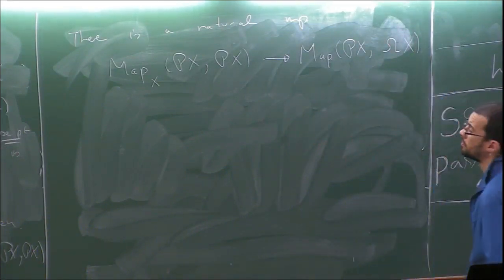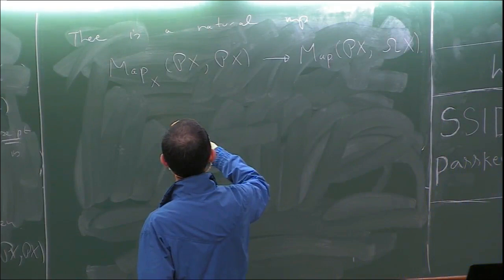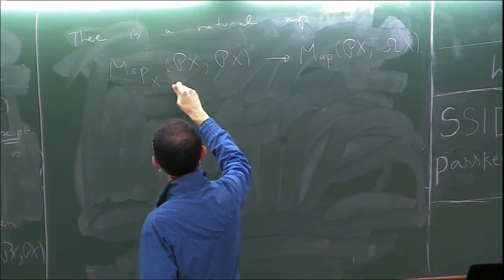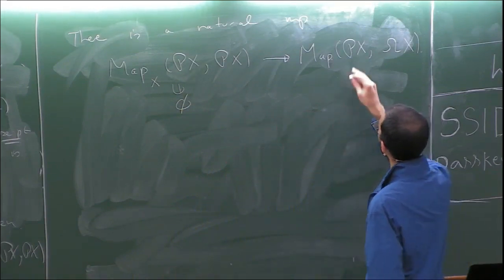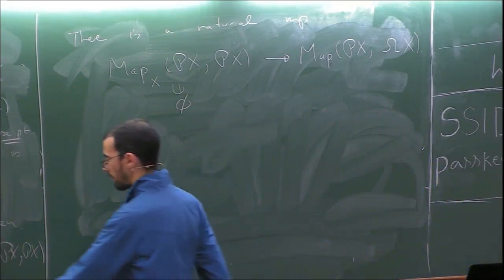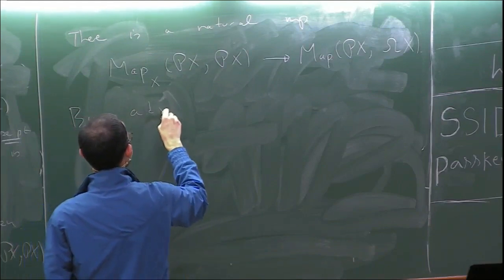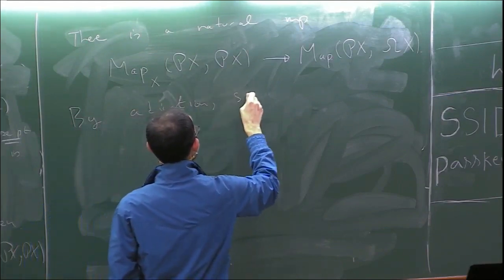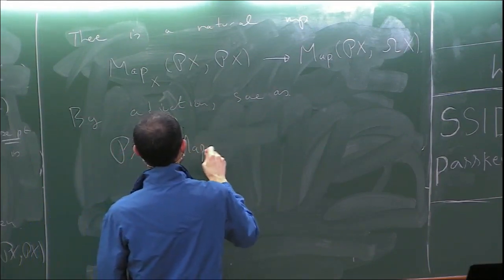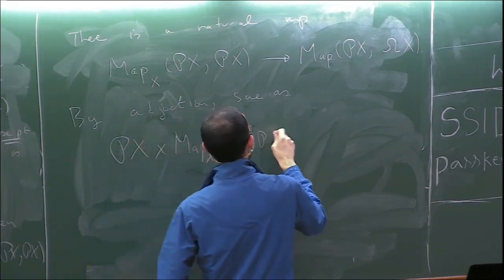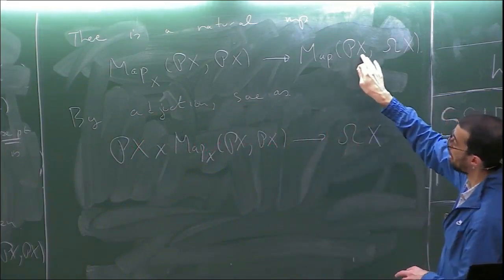So what is this map? This map does the following thing. So I have an element in here. Let's call it phi. And then let me do the thing that the algebraic topologist would do. By adjunction, this is the same as a map from Px cross over X, Px to Px to omega X. Okay? I've just taken these maps and I pushed it to the other side.